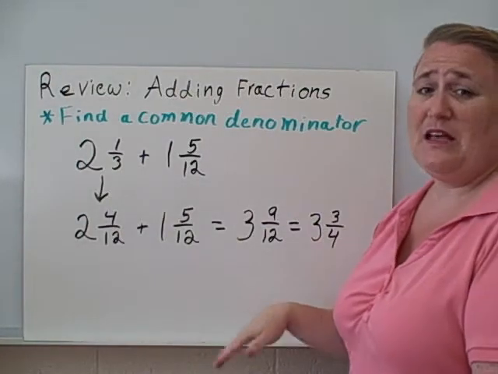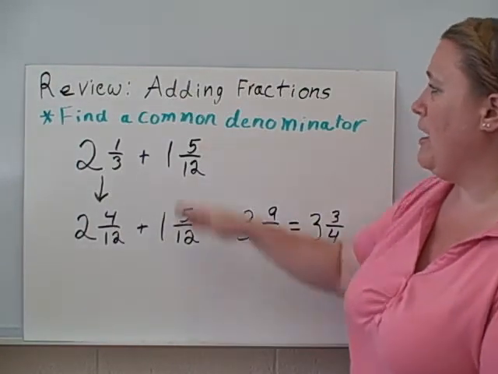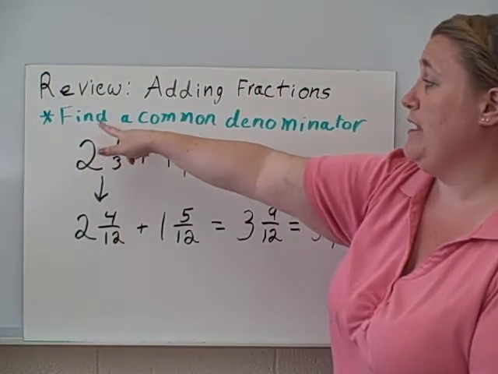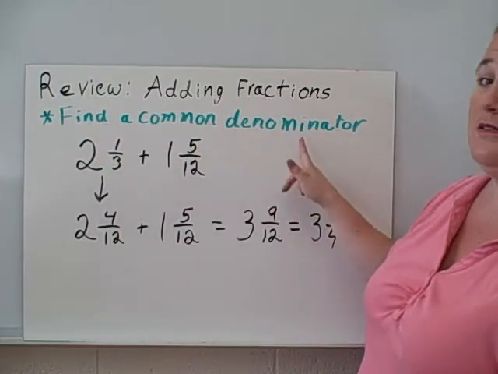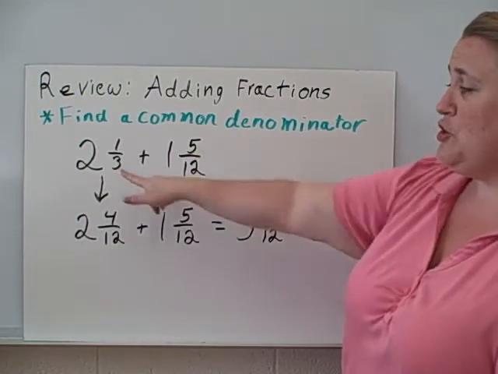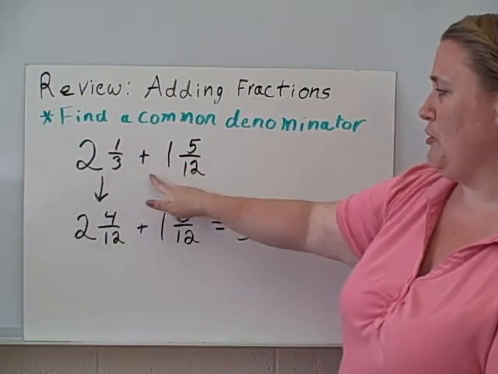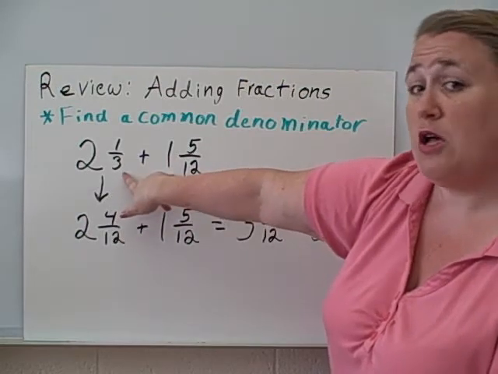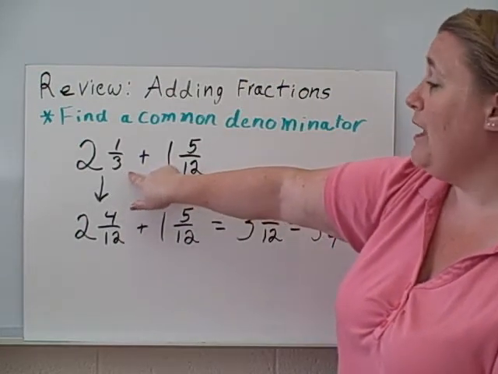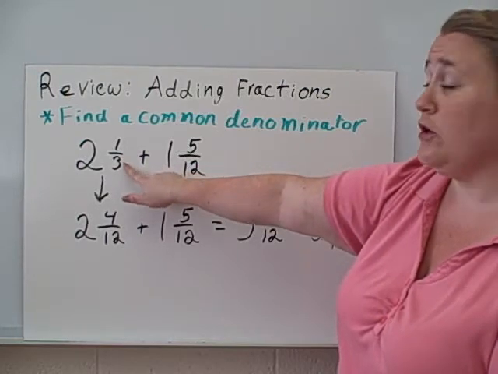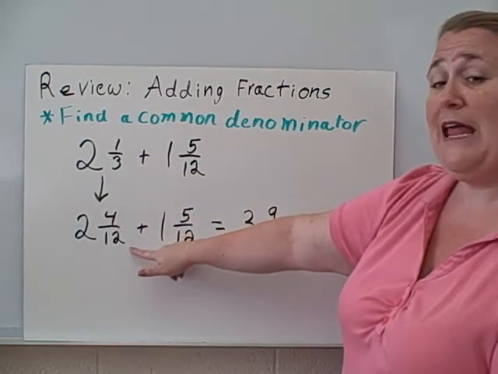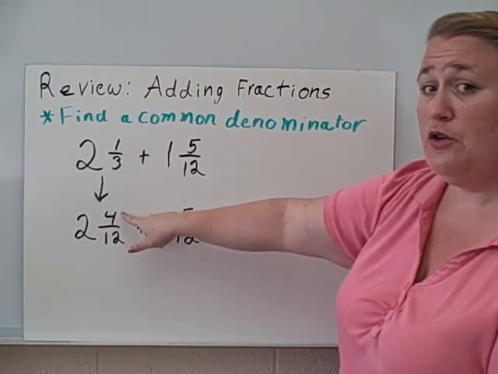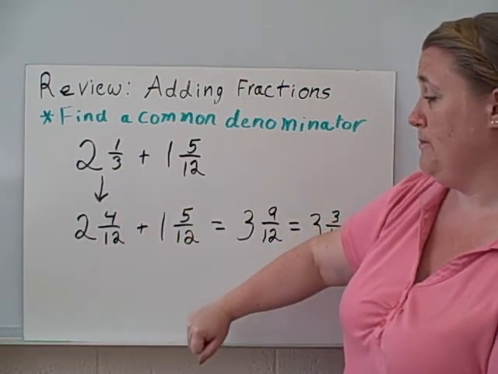So we have something that we need to review from last year. Adding fractions. Remember, this is very important. Find a common denominator, all right? So if I say 2 1/3 plus 1 5/12, these are not common denominators, but 3 times 4 gives me 12. And if I multiply the bottom by 4, I have to multiply the numerator by 4 also.